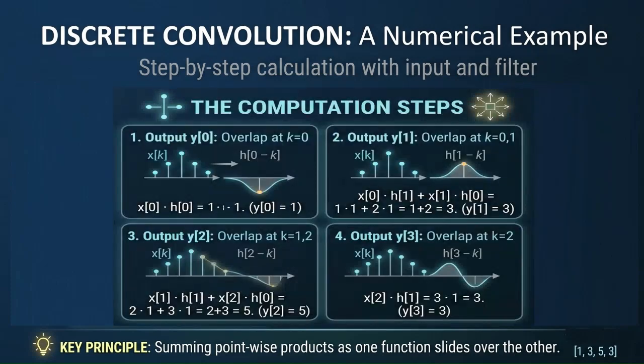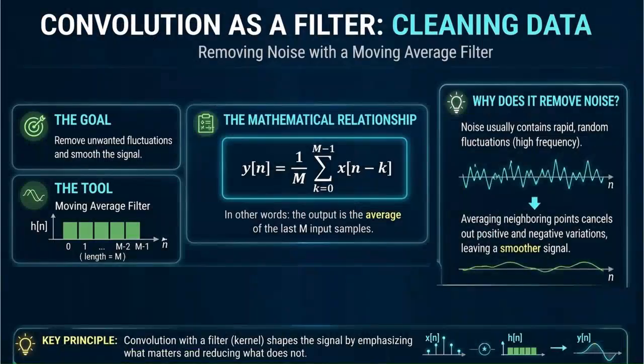Now step by step. First overlap, 1 times 1 equals 1. Next, 1 times 1 plus 2 times 1 equals 3. Next, 2 times 1 plus 3 times 1 equals 5. And lastly, 3 times 1 equals 3. So the final result is 1, 3, 5, 3. This simple example clearly shows how each output value comes from local overlaps.